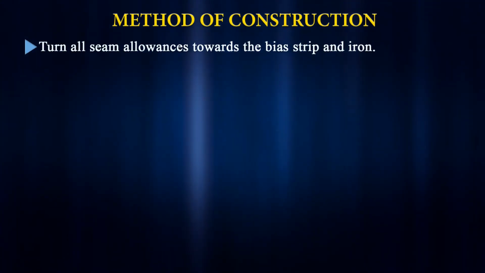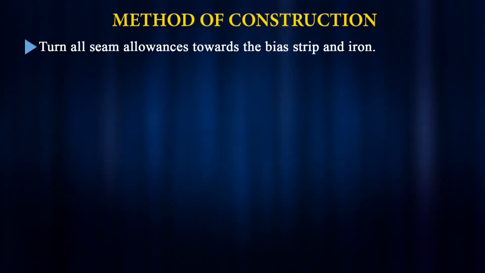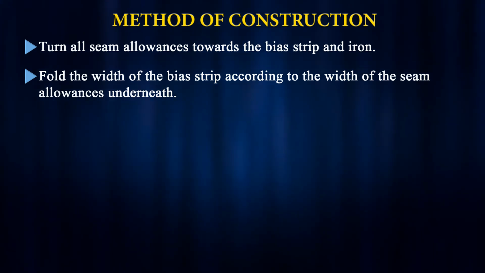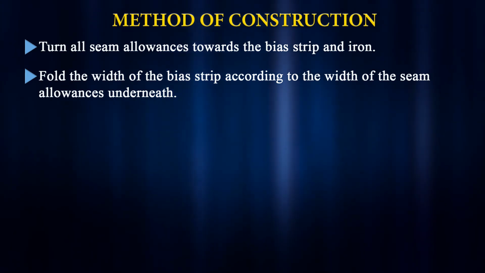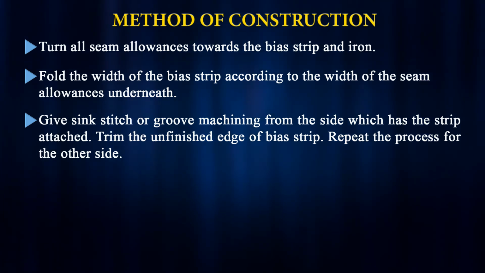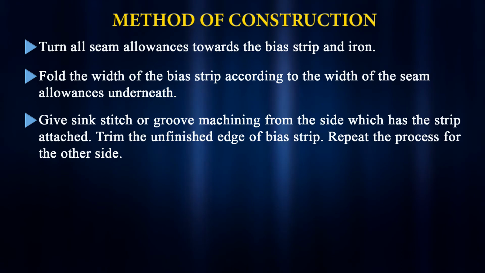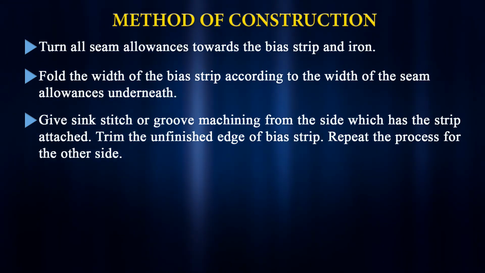Then we turn all the seam allowance towards the bias strip and iron. We fold the width of the bias strip according to the width of the seam allowance which is underneath, and give a sink stitch or groove stitch by machine from the side which has the strip attached. Then we trim the unfinished edges of the bias strip. Repeat the process for the other side.